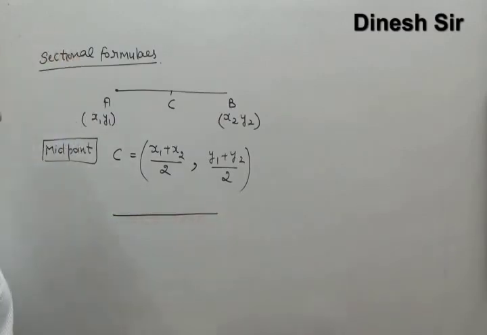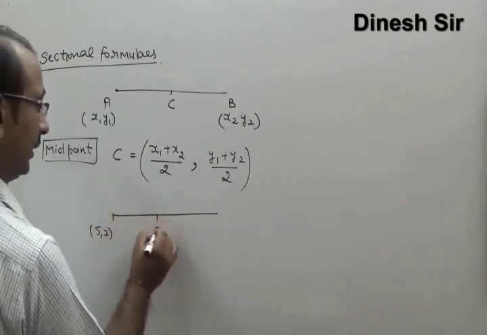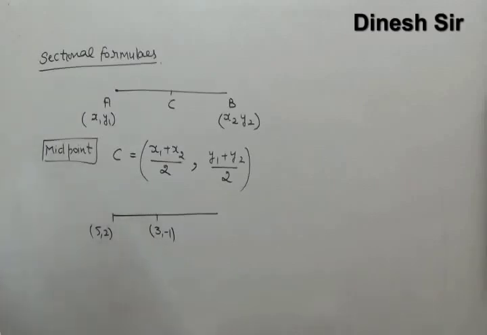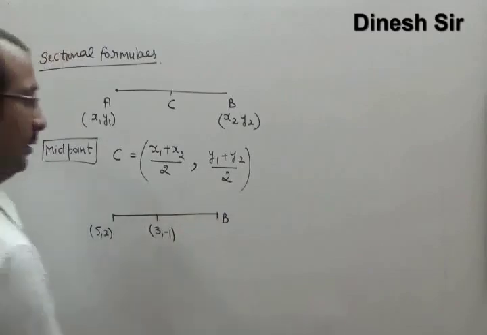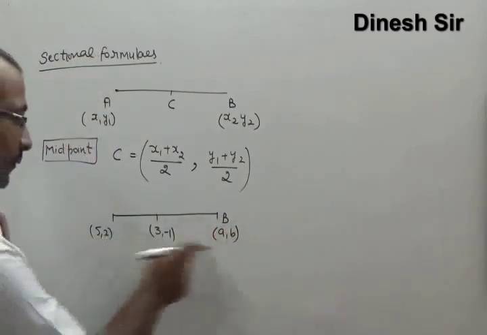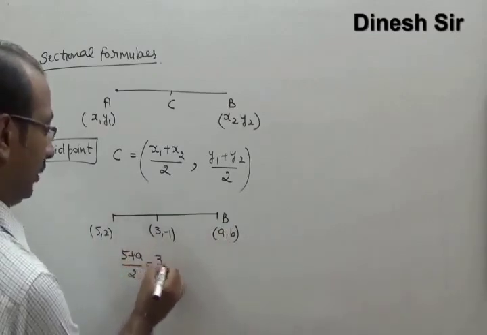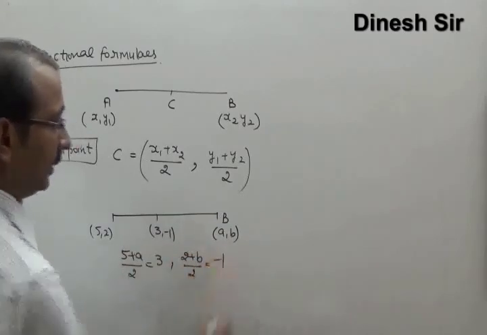We are going to take one example here. Suppose this point is 5 and 2. This point is taken as 3 and -1. And we have to find what is the coordinate of B. So let us assume that it is a comma b. So I can say (5 plus a) by 2 is equal to 3, and the second says that (2 plus b) by 2 is equal to minus 1.